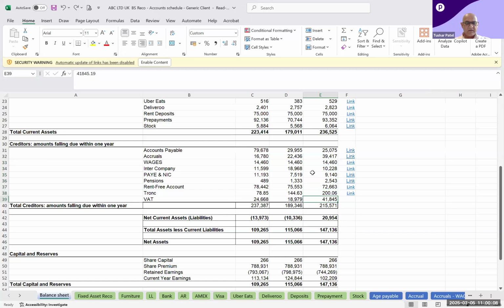VAT, I'll tackle that now. VAT is normally a quarterly payment. So what you'll see is, month on month, you'll be selling and purchasing items. You'll have your VAT payable on sales to HMRC, and your VAT reclaimable on your purchases on a quarterly basis, but we will record it month on month as the transaction happens.